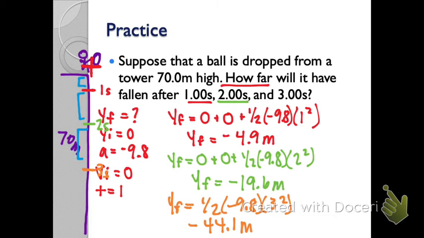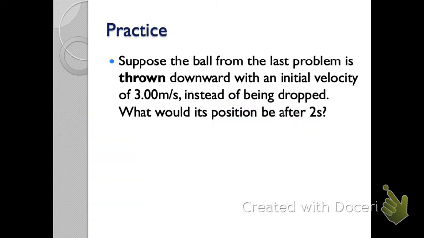All right, suppose the ball from the last problem was thrown downward with an initial velocity of 3 meters per second instead of being dropped. What would its position be after 2 seconds? Okay. So after dropping the ball, our position after 2 seconds was 19.6 meters below. Would you expect it to have fallen farther or less distance if it was thrown downward? Farther, right? We're going to expect that number to be greater than 19.6.